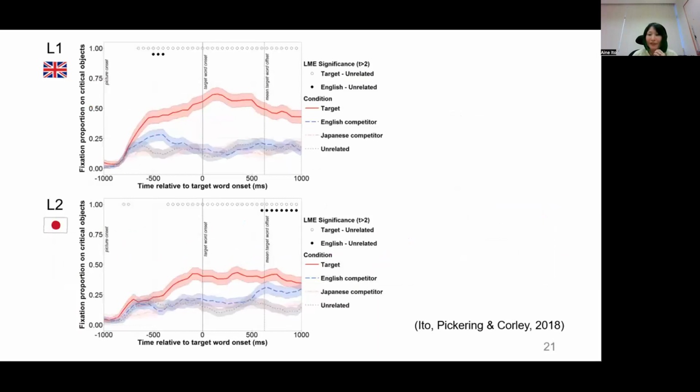Also, other people, if you have any questions, please stop me anytime. Okay, so this is the data for the study, now looking at the L1 speakers' data and the L2 speakers' data.